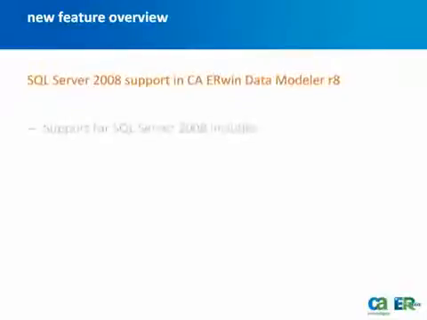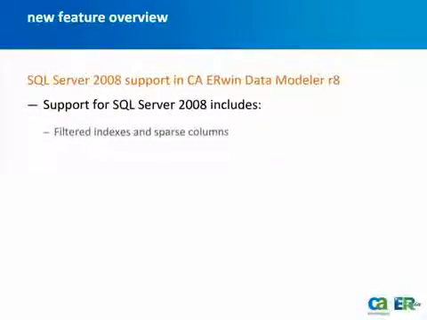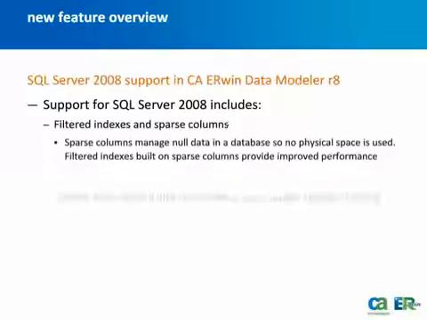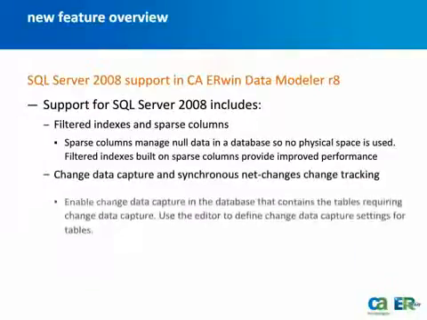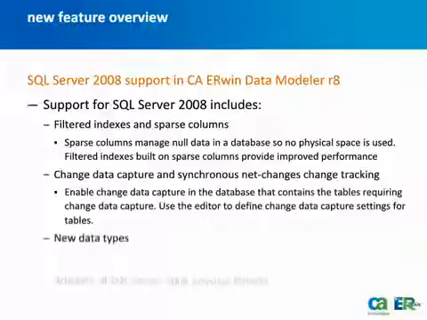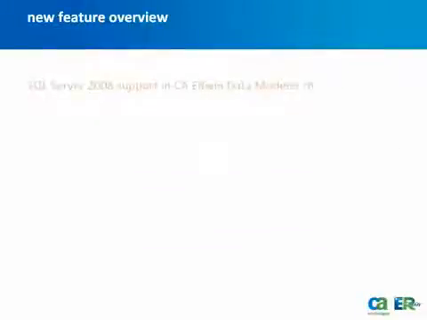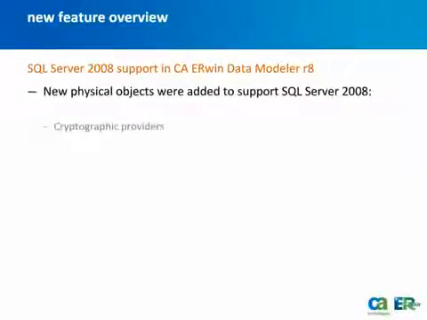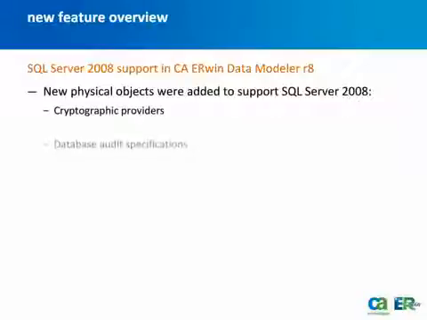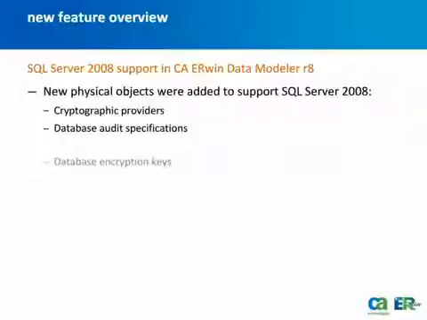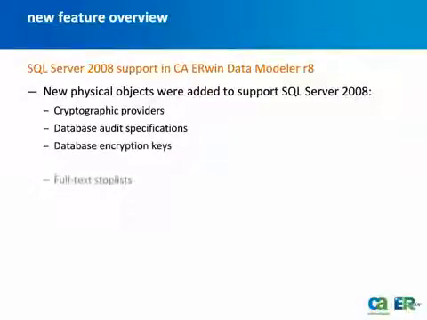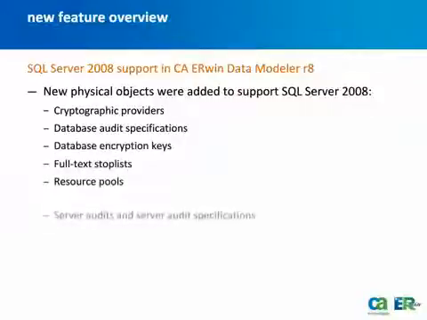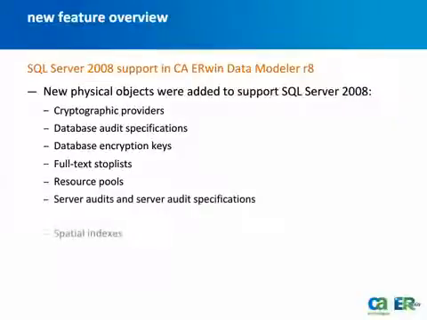Support for SQL Server 2008 includes filtered indexes and sparse columns, change data capture and change tracking, new data types including geography and geometry, and property editors to manage the settings for the new physical objects. New physical objects were added to support SQL Server 2008. They include cryptographic providers, database audit specifications, database encryption keys, full-text stop lists, resource pools, server audits and server audit specifications, spatial indexes, and workload groups. Property editors for all SQL Server physical objects are accessed from the Model menu.